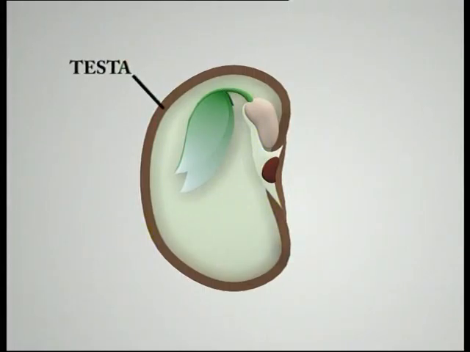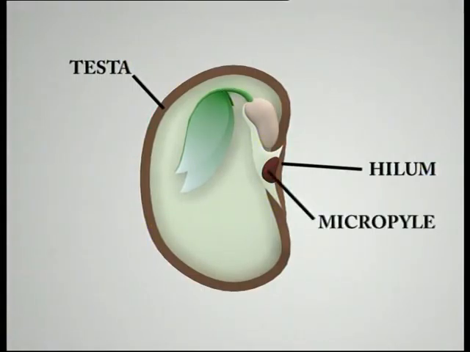Testa is the seed's coat, which will protect the parts in the seed. Hilum is the place where the seed is attached to the fruit and it is part of the seed coat. On the seed coat, there is a small hole that allows water and air to enter the seed. This is called the micropyle.